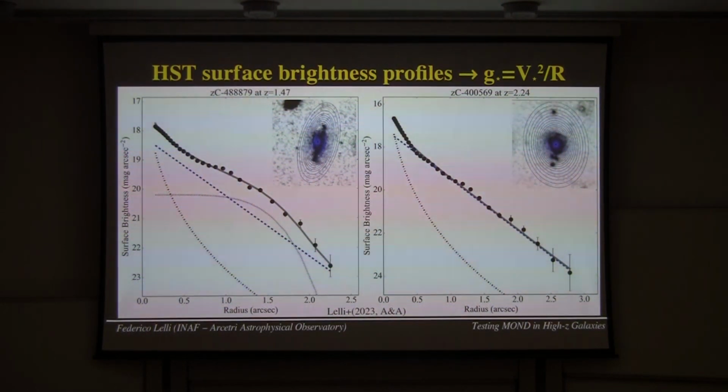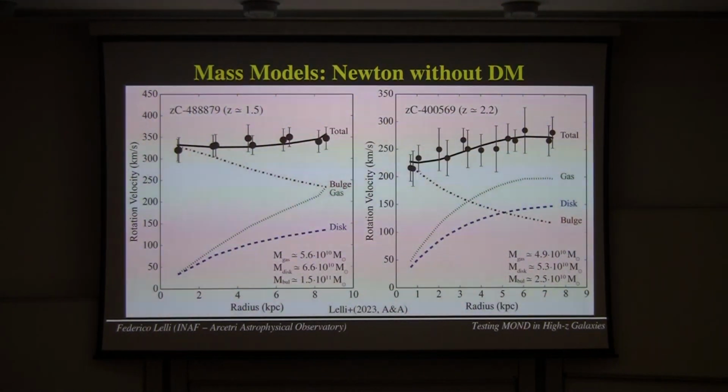The V star that goes into a rotation curve decomposition. And so we can go and build a mass model. So this is a mass model in Newton without dark matter. And the three parameters in these models are the masses of the bulge, the gas, and the disk.